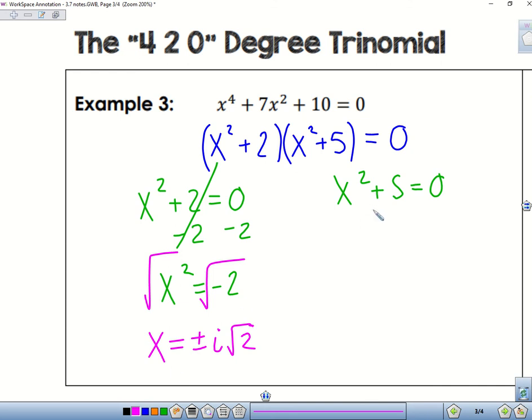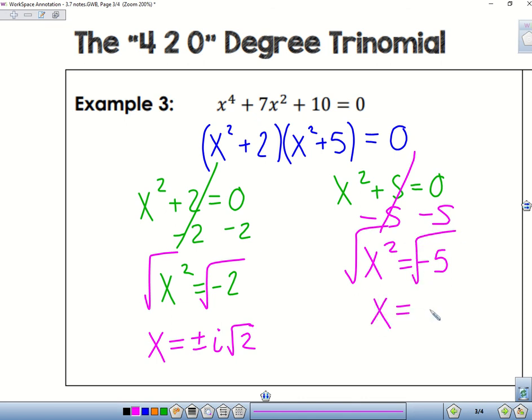So moving on to the next one, what's the next thing I would do on the right? Move the 5 over to the right side. Good, I'm going to subtract the 5 over, and I get x squared is equal to negative 5, and then I do what? Square root both sides. I get x equals i radical 5, but I have to put a plus or minus in front of it. Good, look at that.